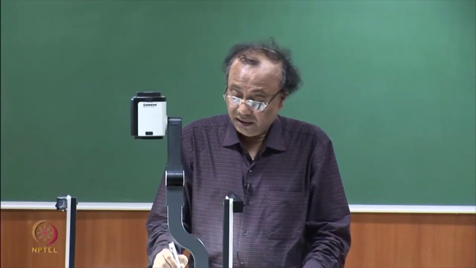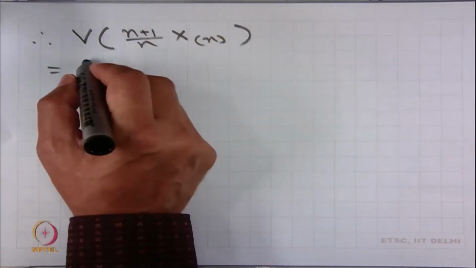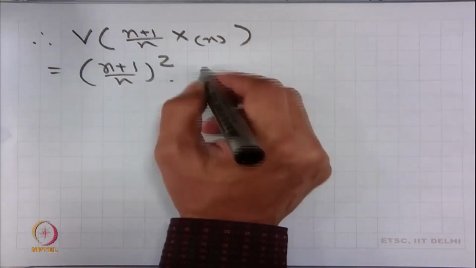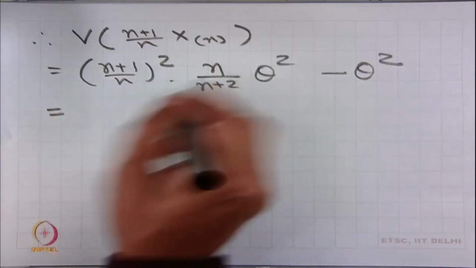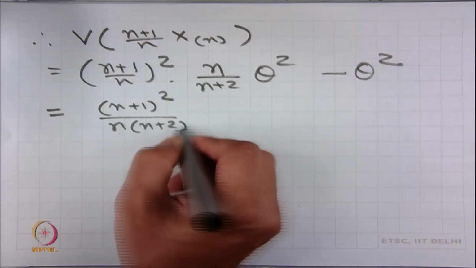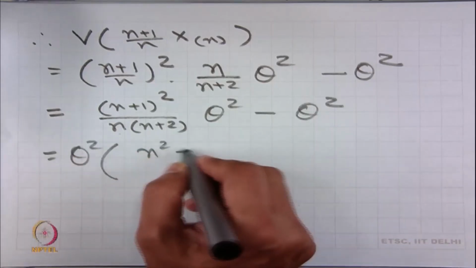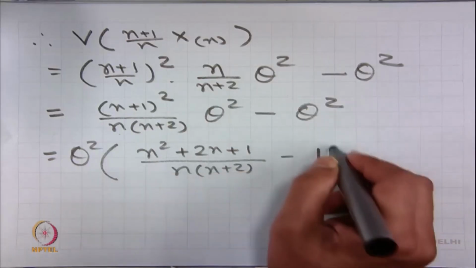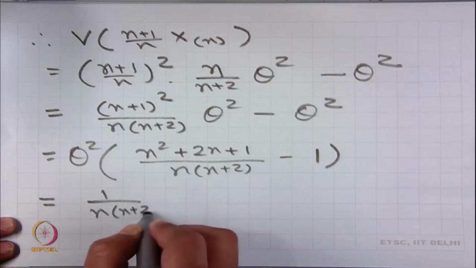Therefore, variance of (n+1)/n × X_max is equal to ((n+1)/n)² × n/(n+2) θ² − θ², which is equal to ((n+1)²/(n(n+2)))θ² − θ², which is equal to θ² × (n² + 2n + 1 − n(n+2))/(n(n+2)), which is equal to 1/(n(n+2)) θ².